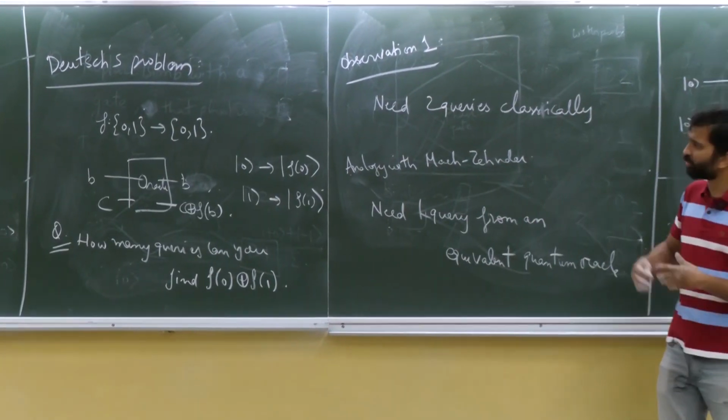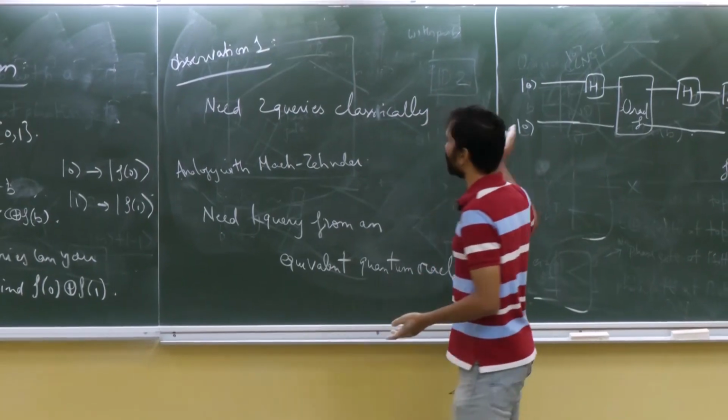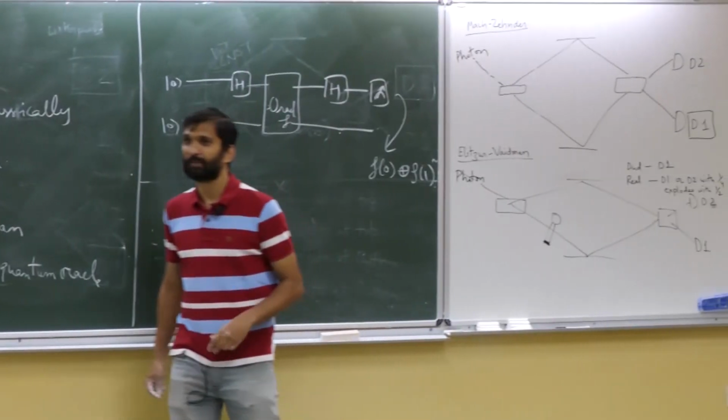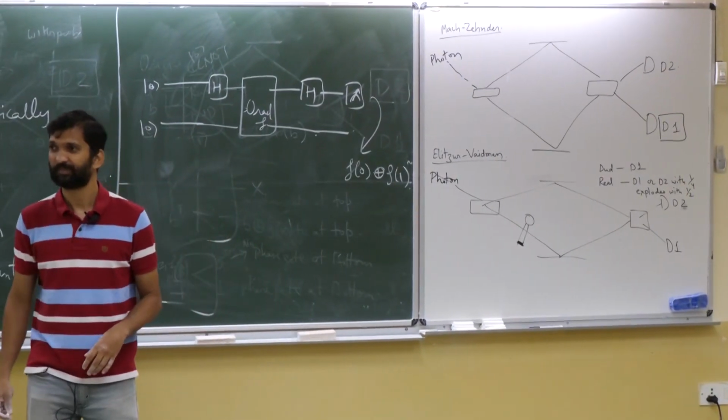Okay, so this was the intuition. We will again make the circuit. You will again see constructive and destructive interference exactly as it happened in the Mach-Zehnder next time.